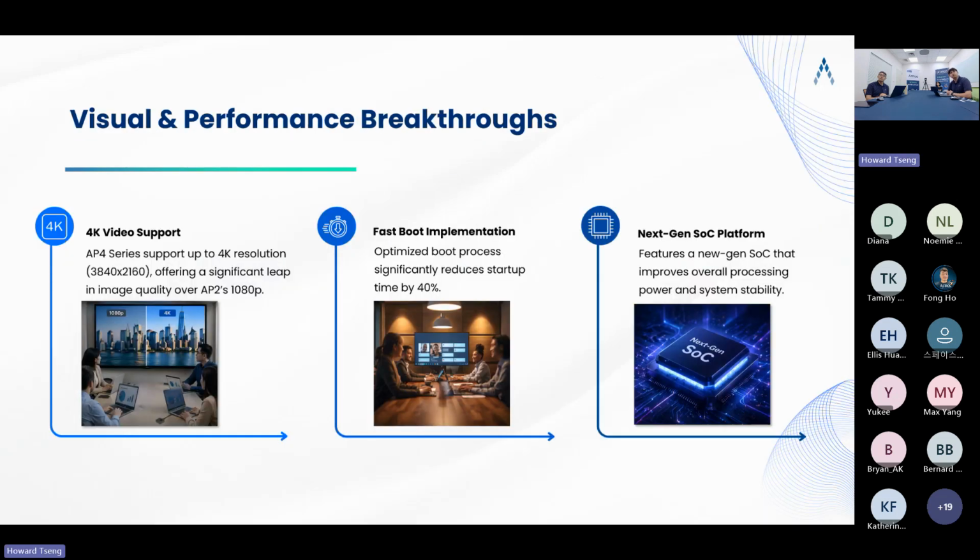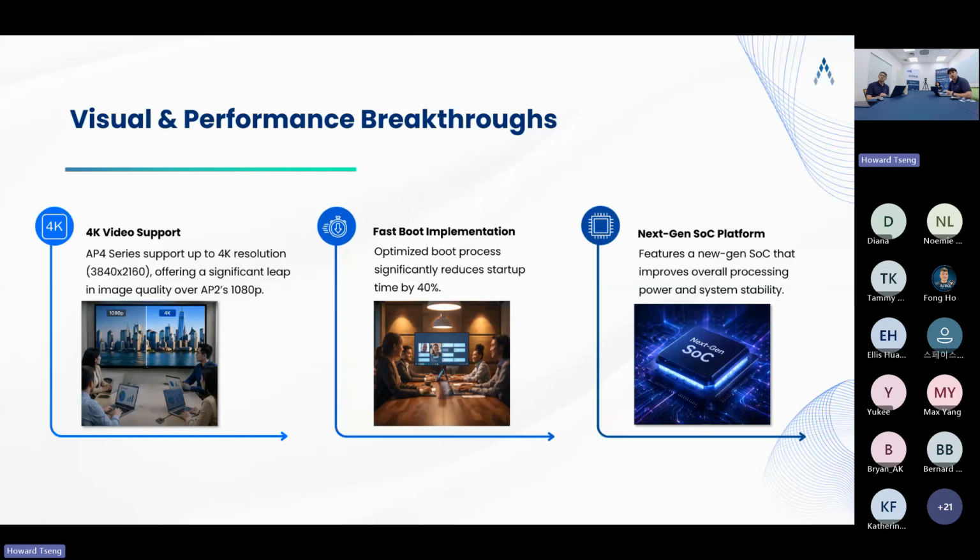The next one I would like to mention is the AP412. Because we're using different chips, we provide a more powerful and stable product, and now we can support 4K video. Before, with the AP2, we could do 1080p for BYOD, but now with the AP4 we can go up to 4K video. Imagine in your meeting room or classroom you have a bigger screen that supports 4K resolution. Now we can also support 4K video.